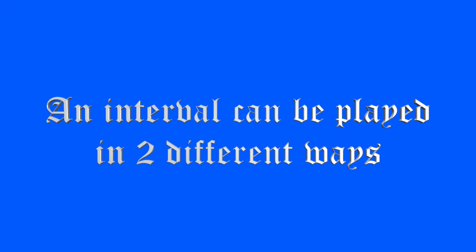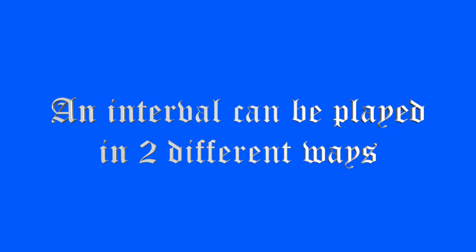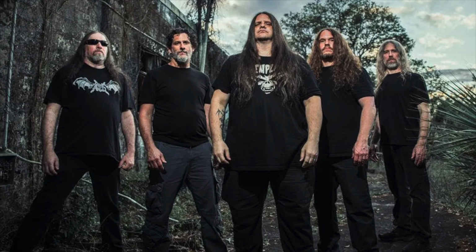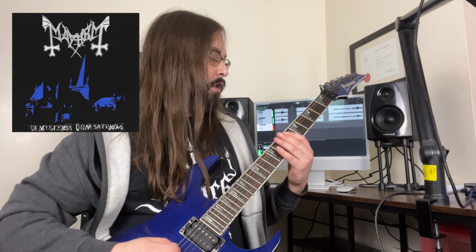It's important to note that intervals can be played in two different ways. An interval can be played as a melodic interval, which means that two notes are played separately one after the other. For example, a lot of single note tremolo picking riffs are common. A lot of black metal and death metal fall under this category. An example of this would be the well-known riff from the song Freezing Moon by Mayhem.